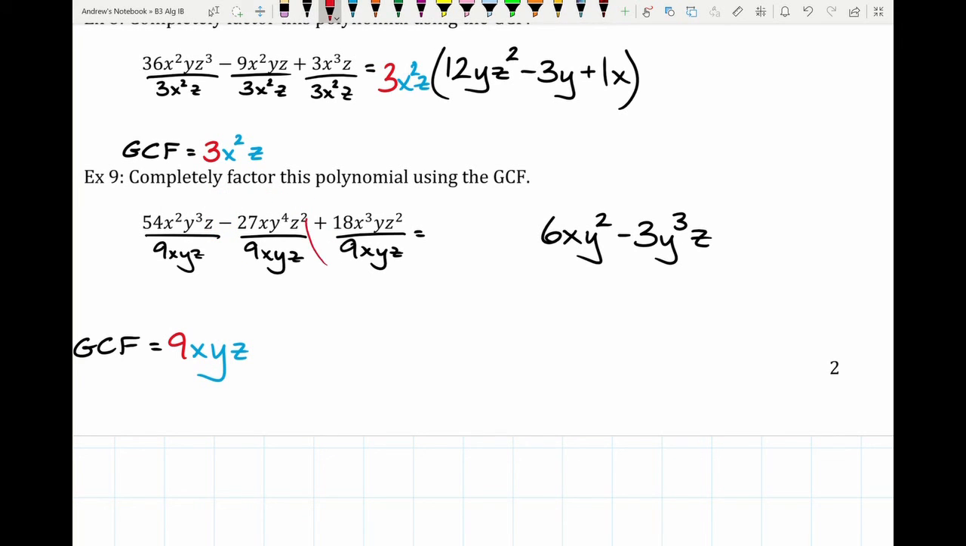Last but not least, we're almost there. We've got 18 divided by 9 gives us 2. We had 3 x's and we took 1 out, so we've got 2 left. We had a y and we took it out, so there's no y's. And then we had z squared, so we had 2 z's there. We took 1 out, so we've got 1 left. We'll pop those parentheses back around the whole thing. And then right out in front is our GCF, 9xyz.